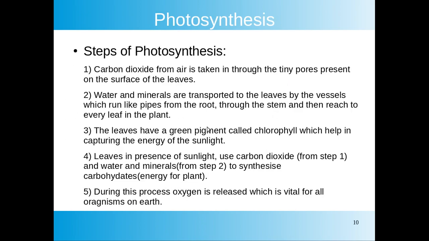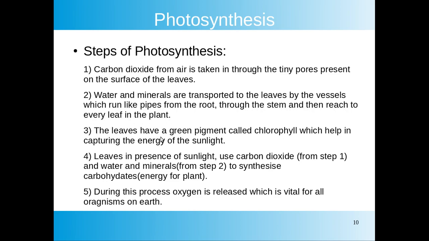So, now let us summarize the steps of photosynthesis. First step, carbon dioxide from air is taken through the tiny pores present on the surface of the leaves. Water and minerals are transported to the leaves by the vessels which run like pipes from the root through the stem and then reach every leaf in the plant.